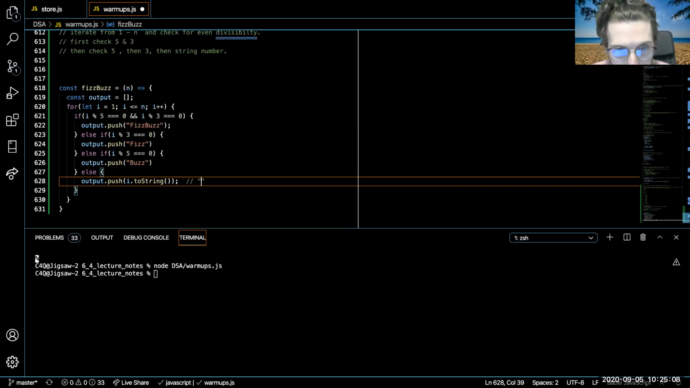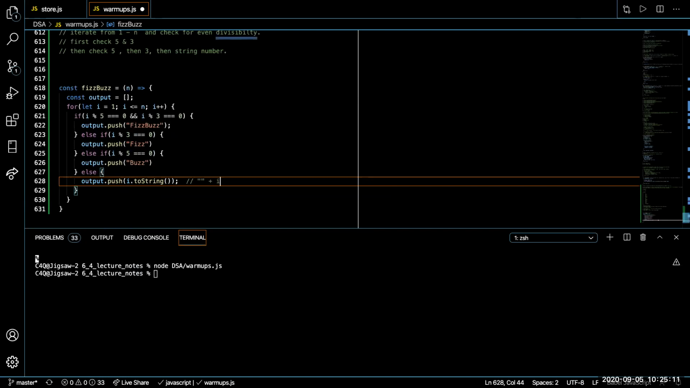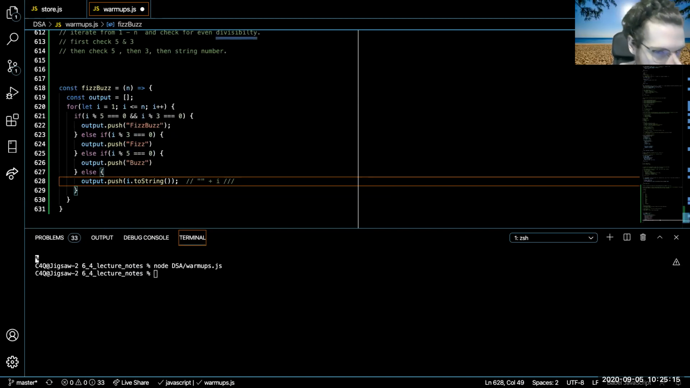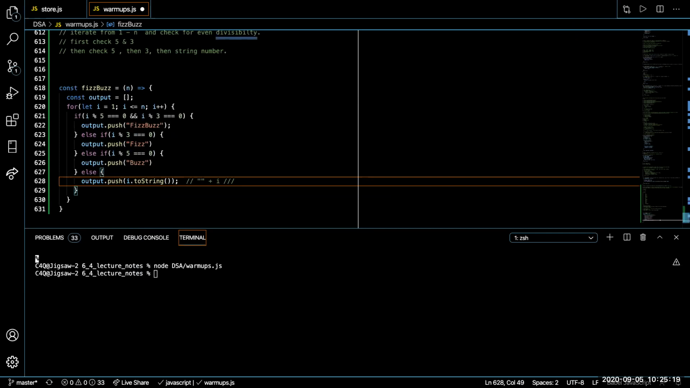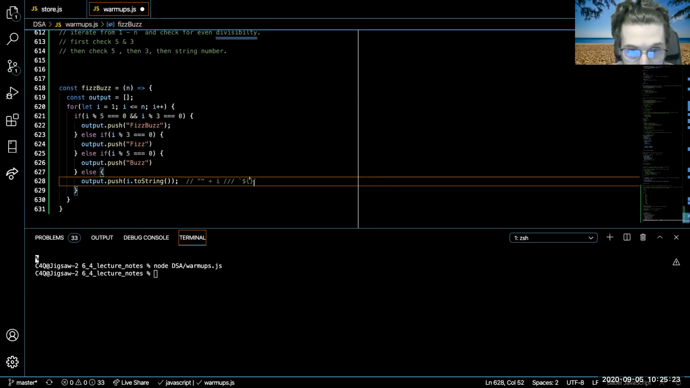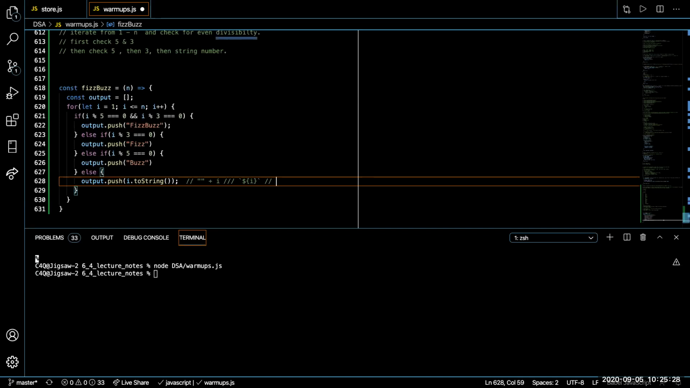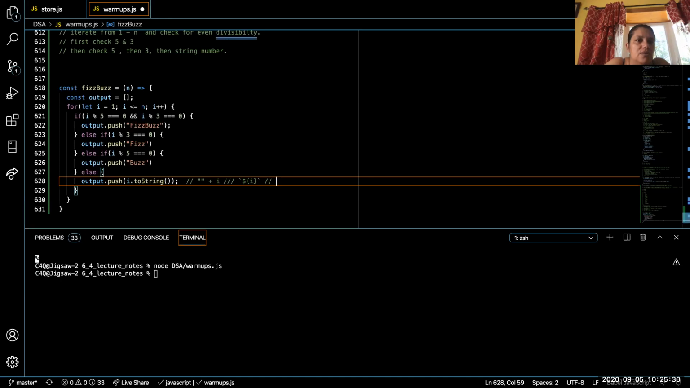Empty string plus i, is that what you said? Yeah. Excellent. What's another way we could do it? String interpolation. Okay. So something like this, excellent. Okay. What's another way we could do it? That's stringify. Like JSON.stringify or something?